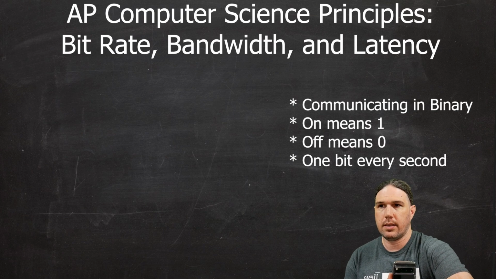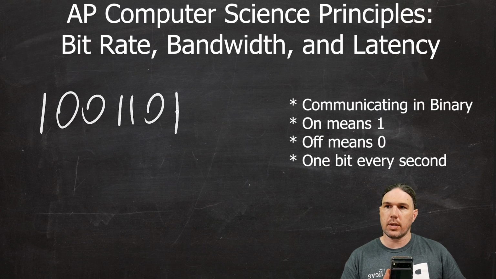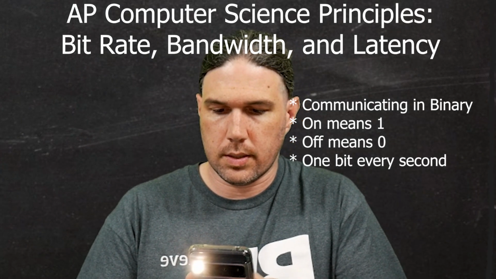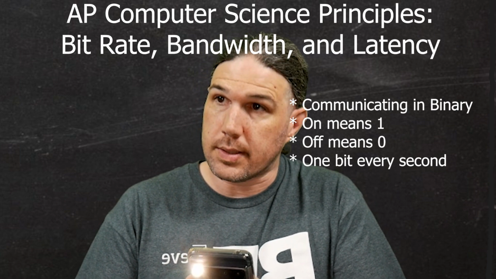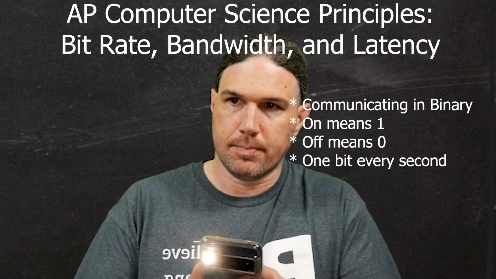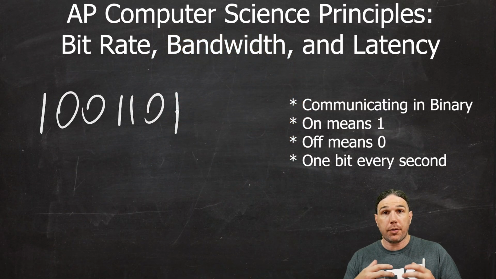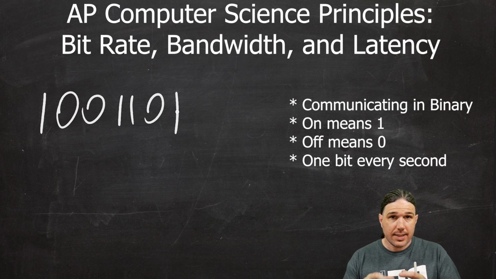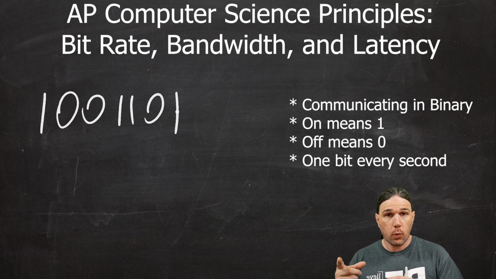So like, if I wanted to make 1001101, it would look something like 1001101. Something like that. So again, so long as both you and I know the cadence and which one stands for 1 and which one stands for 0, right? On for 1, off for 0.